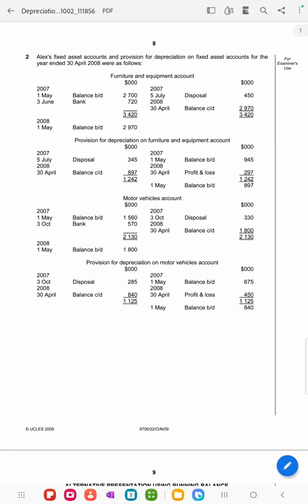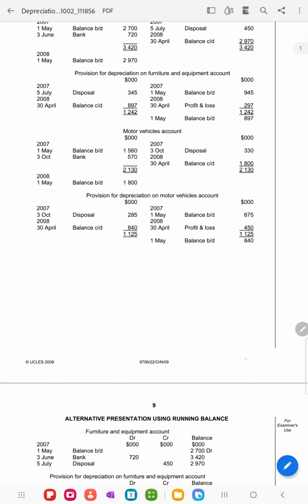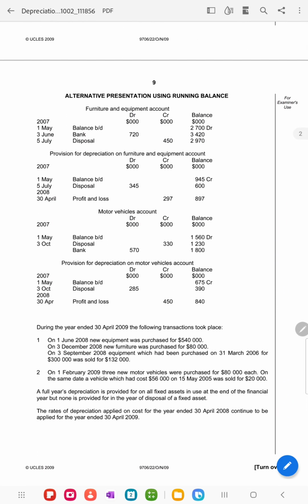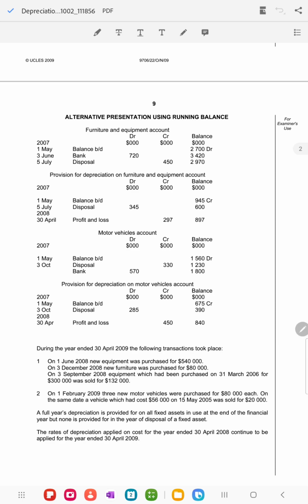The question looks a little difficult because there's a lot of data available to the question, but it's not actually a very difficult question. They have given you the details of four accounts: furniture and equipment, motor vehicles, and then their respective depreciation. Similar data is available in a schedule form: the opening balance, then whatever is added or subtracted from that, which gives you the closing balance, and similarly with the rest of the accounts.